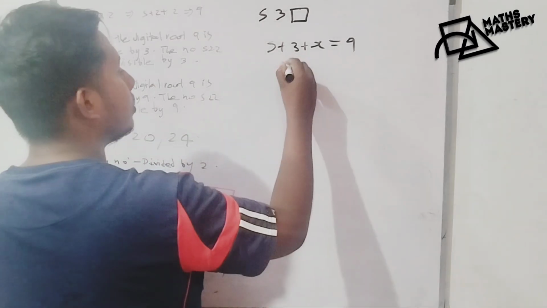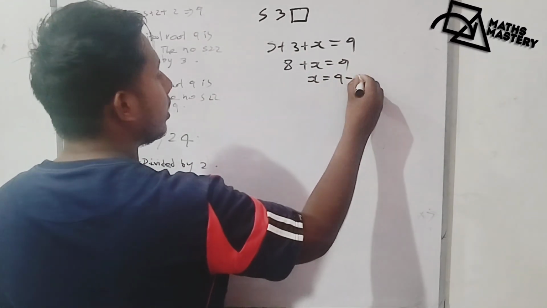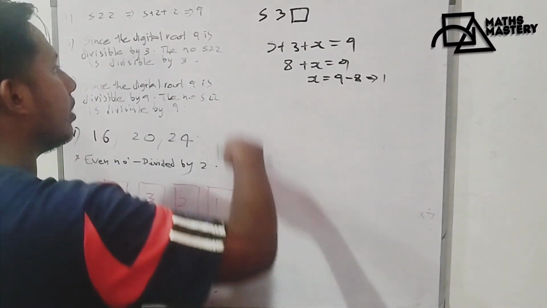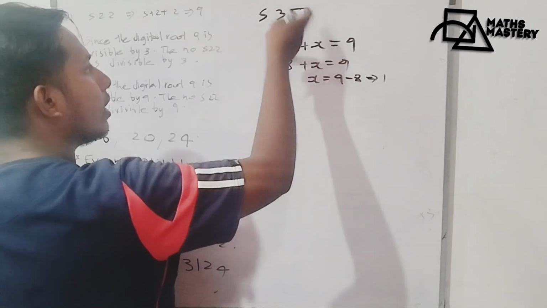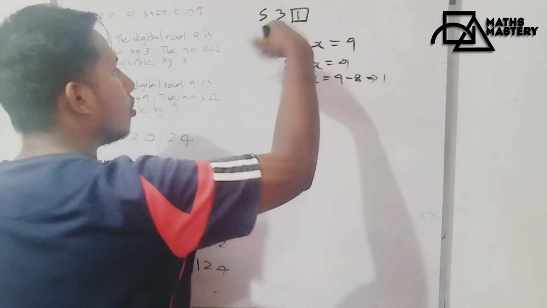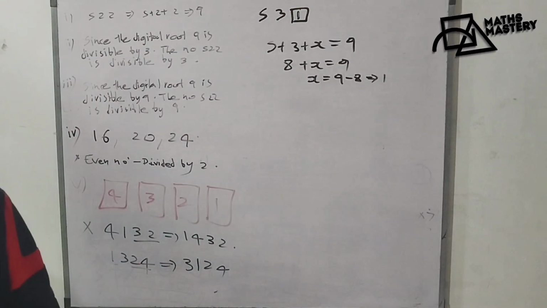So 5 plus 3 is how much, students? 8. 8 plus x is equal to 9. So x is equal to what? 9 minus 8, which is 1. You can logically get the answer also without doing the calculation. I told you the digital root is 9. So 5 plus 3 is 8. So you need how much to get 9? 1. So that is the way. So let's go to the next question also.